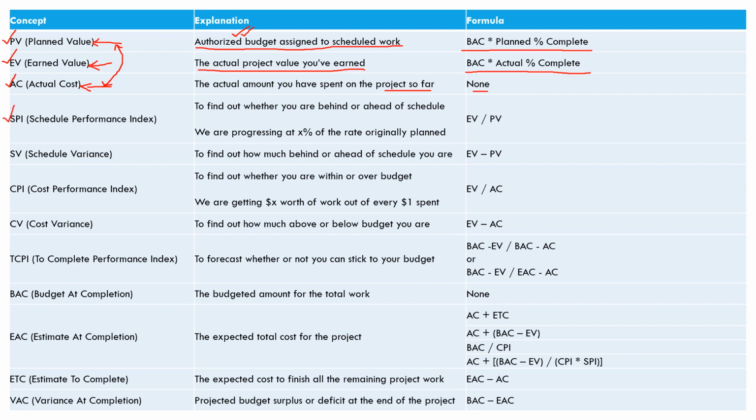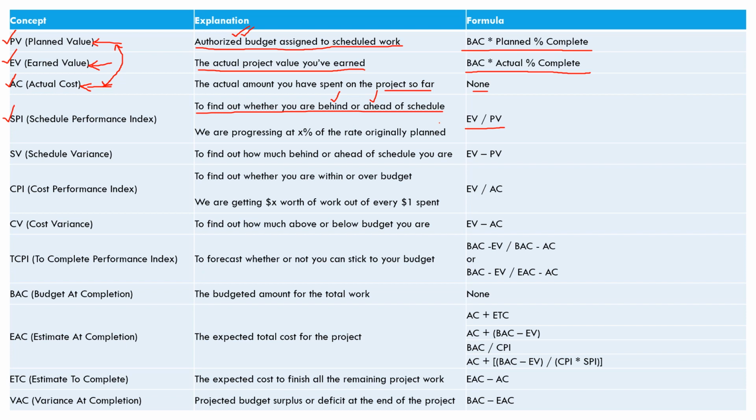SPI, Schedule Performance Index, to find out whether you are behind or ahead of schedule. This is what SPI is used for. You will be able to find out whether you're behind or ahead of schedule. The formula for this is EV divided by PV.